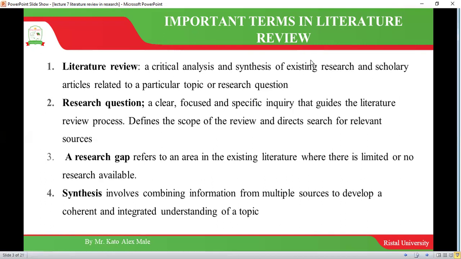So a gap is also important in literature review, because the more you review literature, the more you identify what is missing in the available articles. And then another term is synthesis. This involves combining information from multiple sources to develop a coherent and integrated understanding of a topic. In synthesis, you're trying to go deep into the articles that you're searching about, and then you come up with your information, depending on the way you understood your research topic.